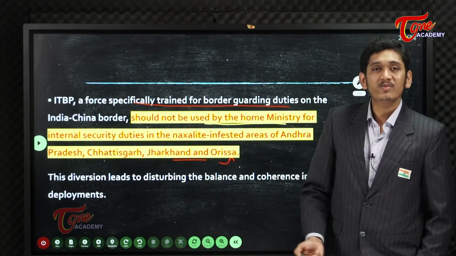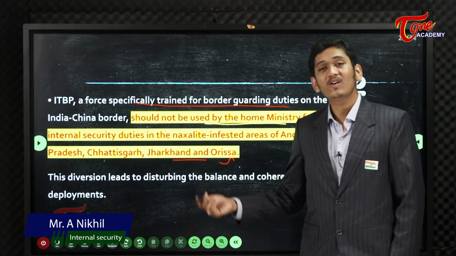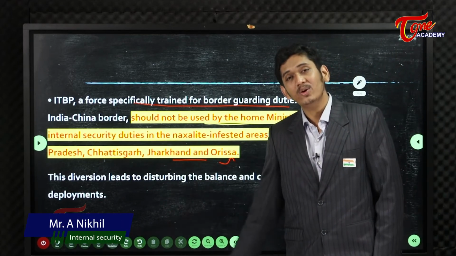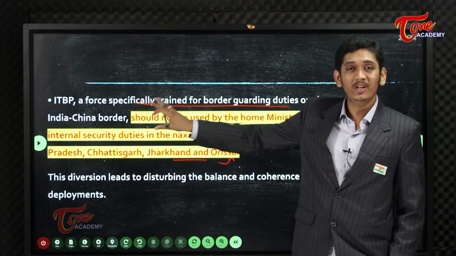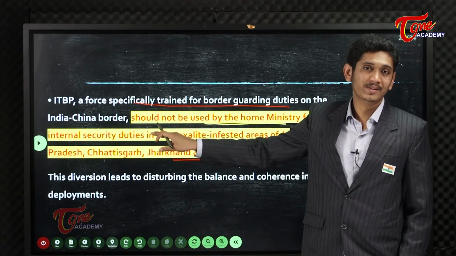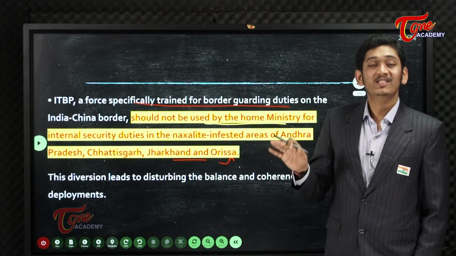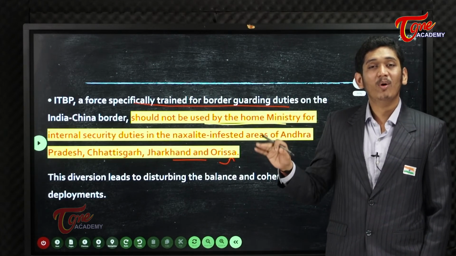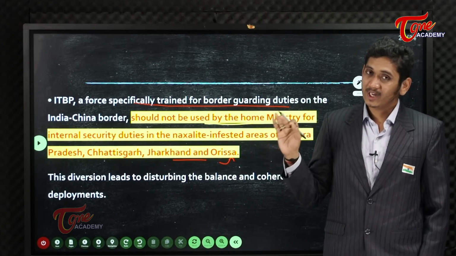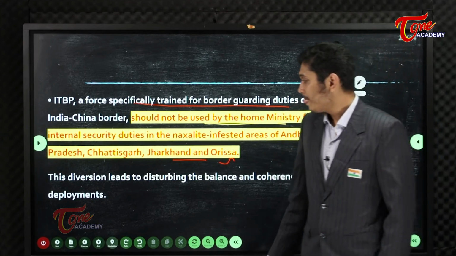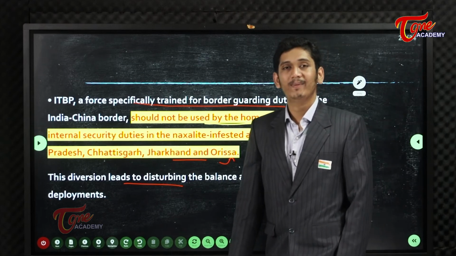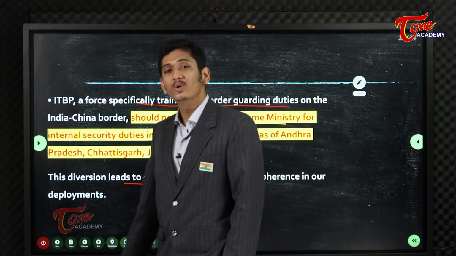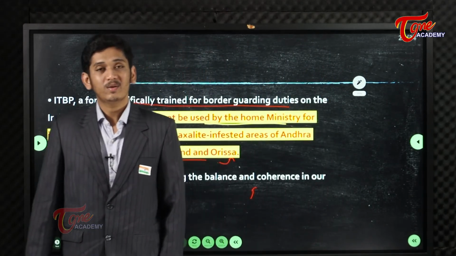So because of this, what happens is there is a lack of personnel who can guard the Indo-Tibetan border or Indo-China border. So the Home Minister should never deploy these forces, because as I told you, it is the longest disputed border of the world, so it should be guarded very heavily. The diversion leads to disrupting the balance and coherence in our deployment. These are our solutions for the Indo-China border.